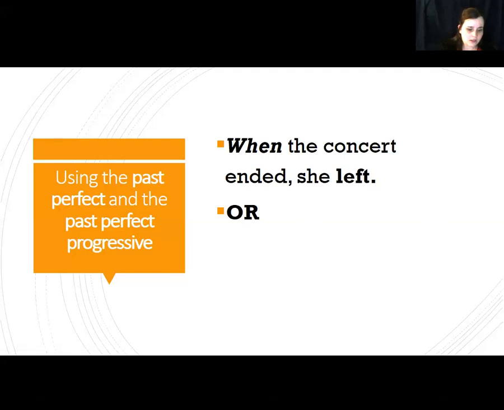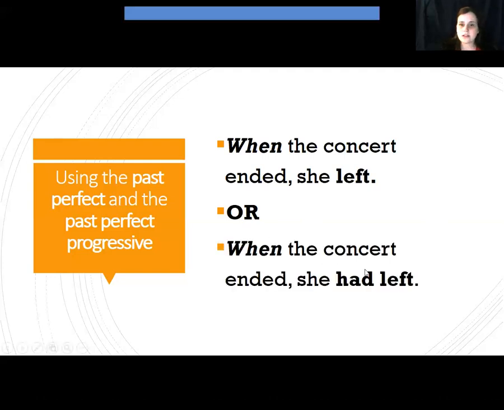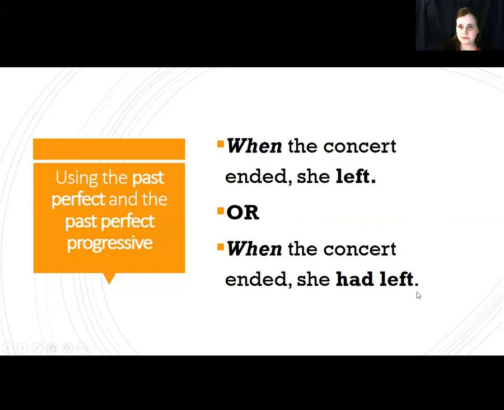Or you've got this one: When the concert ended, she had left. In this case, we have the past perfect. And this means something entirely different. It means that first she left and then the concert ended. So you want to keep that in mind when you're using when. It's generally safer to stick with simple past in both, unless you know exactly what you're trying to say and you are trying to say that she left before the concert ended, then you would be safe.